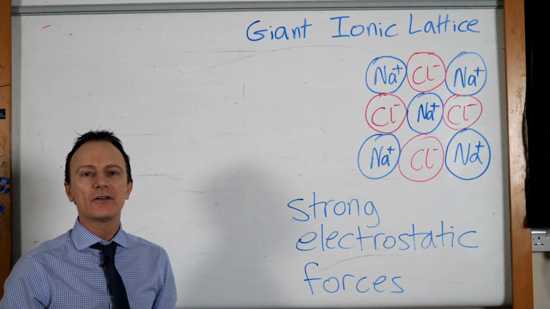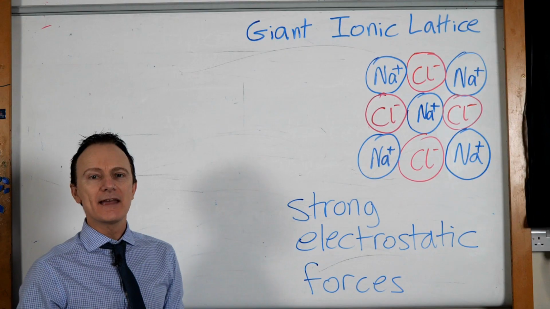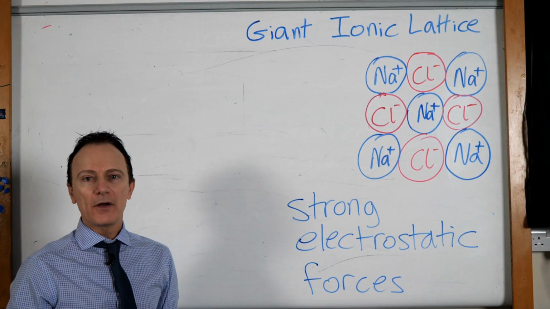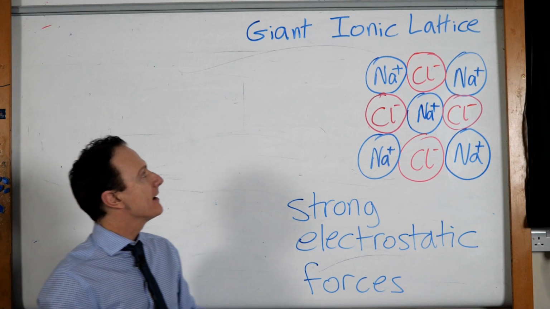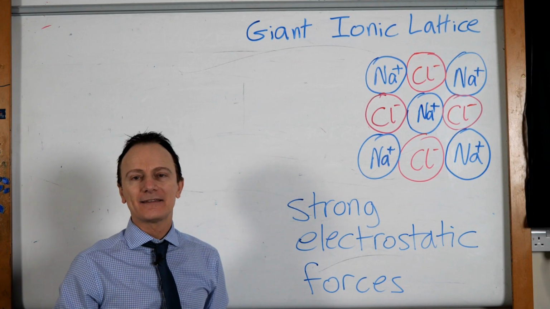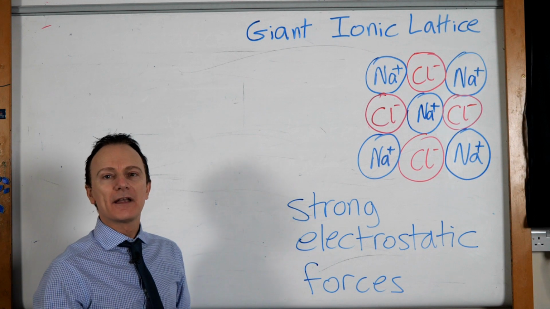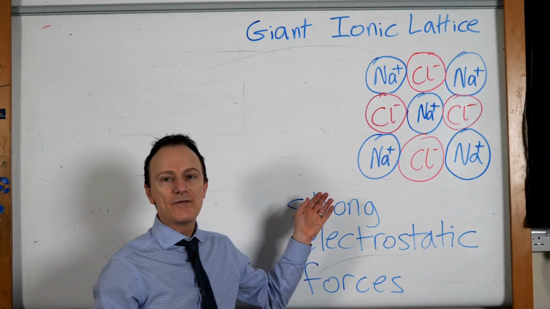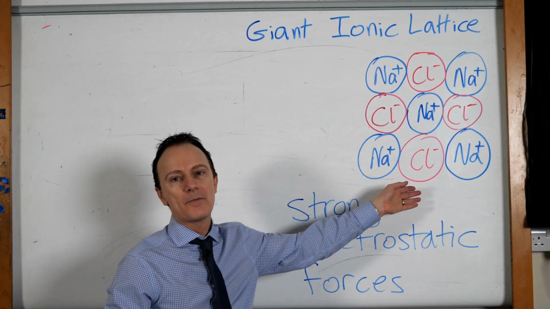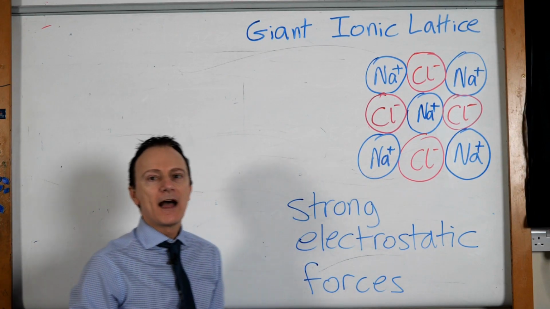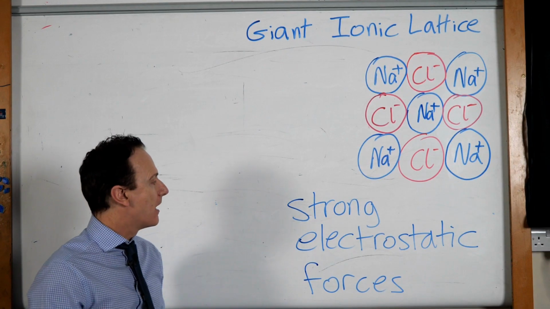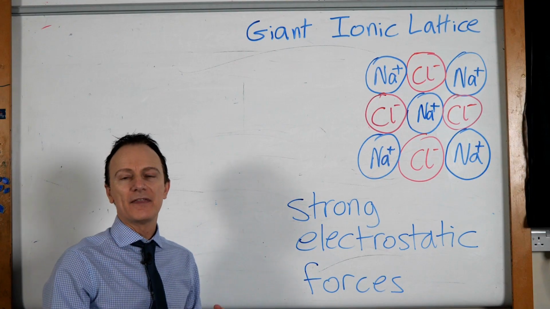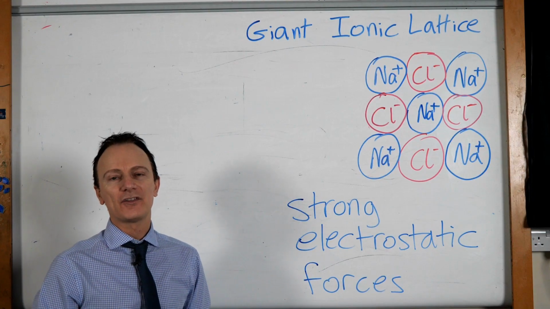I'm now going to show you what ionic compounds are actually like. In other words, we're going to look at their properties. And to understand their properties, we need to take a look at how the ions are arranged. So the positive and negative ions are arranged in a giant ionic lattice. It's called a giant lattice because there's thousands of ions joined together, and the lattice refers to the fact that it's a regular pattern, nice neat rows. And what's holding those ions together are very strong electrostatic forces. The positives and the negatives are attracting each other together.